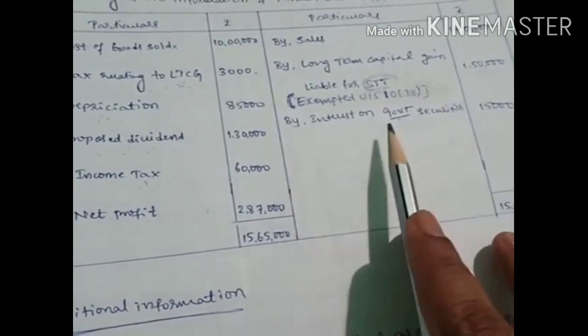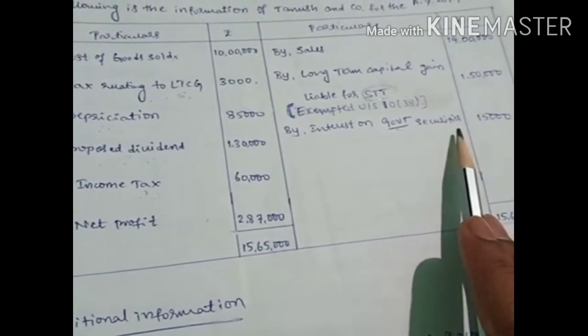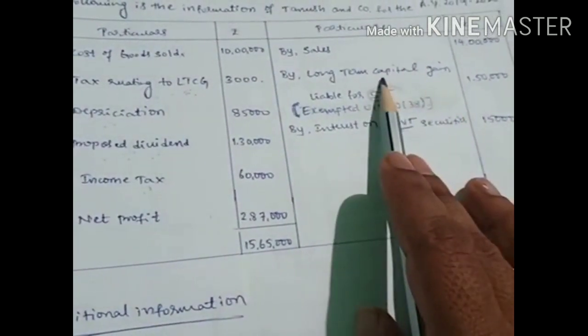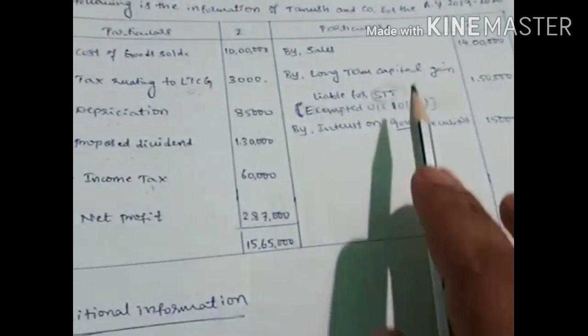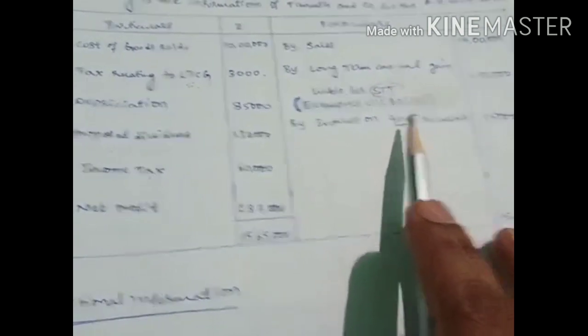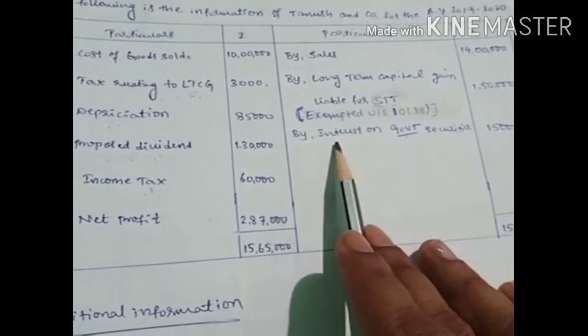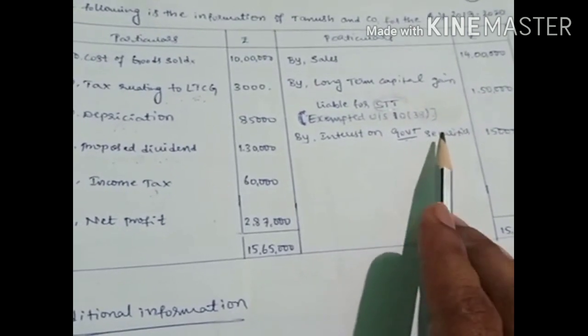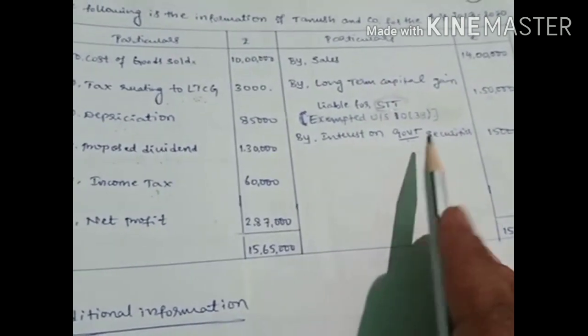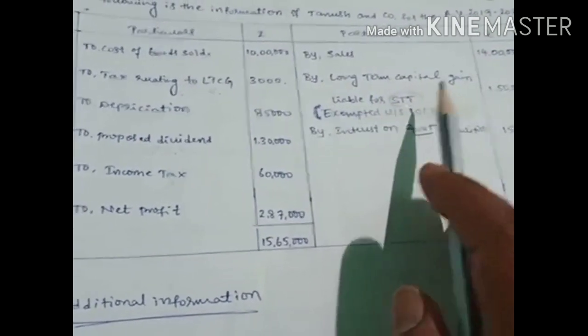Next one is interest on government securities. Interest on government securities is also considered a non-business income, and this one is also non-business income. So we deduct both as non-business income under the working note, computation of taxable income under business. And keep in mind one more point here. Interest on government securities comes under income from other sources, and this one comes under long-term capital gain liable for STT under the separate heading. So this is the problem explanation.